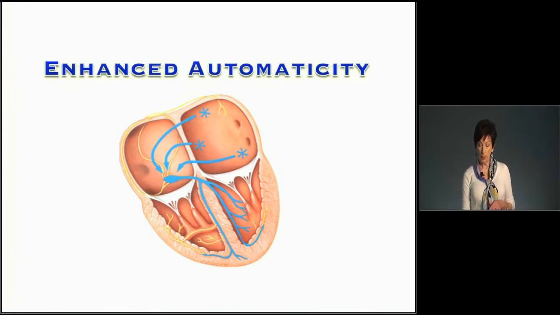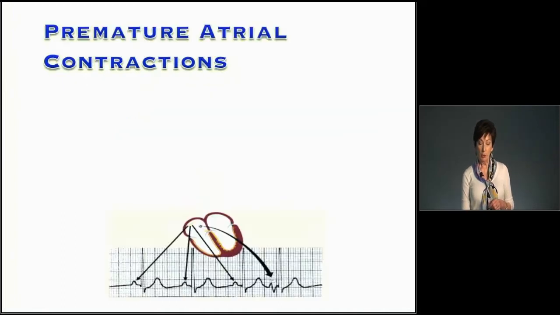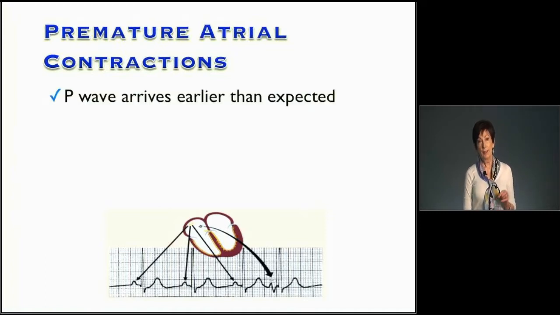So the first one that we'll talk about that is due to the property of automaticity is the premature atrial contraction, or PACs. The first criterion is that the P wave needs to arrive earlier than expected, and that's where the term premature comes in. So what you have is a normal sinus rhythm that's interrupted by an early beat. And we refer to those early beats as extrasystoles. So PACs are extrasystoles, PVCs are extrasystoles, PJCs are extrasystoles.